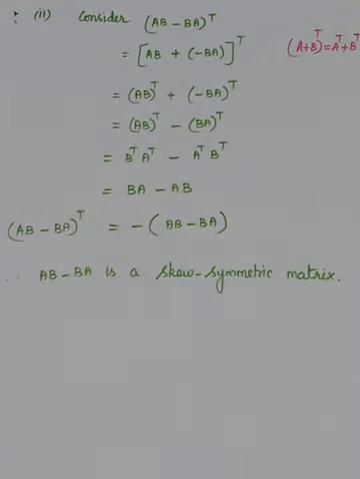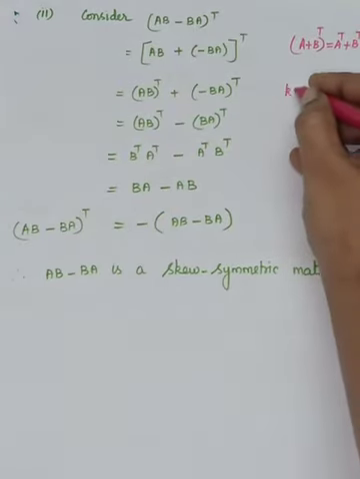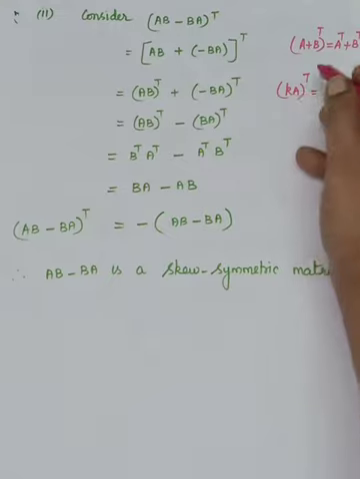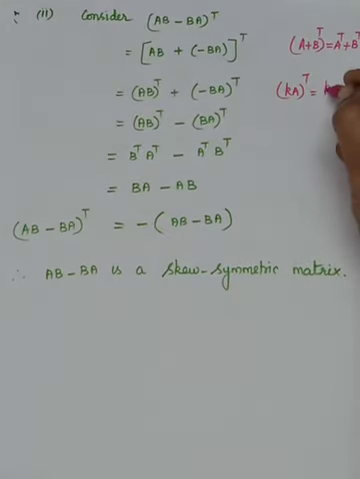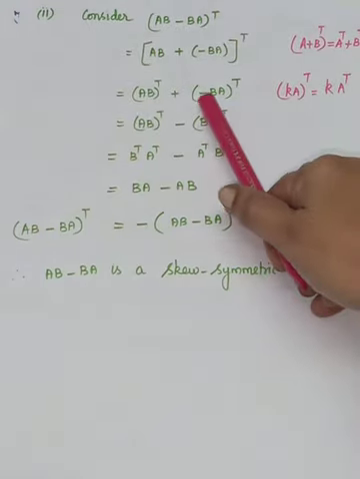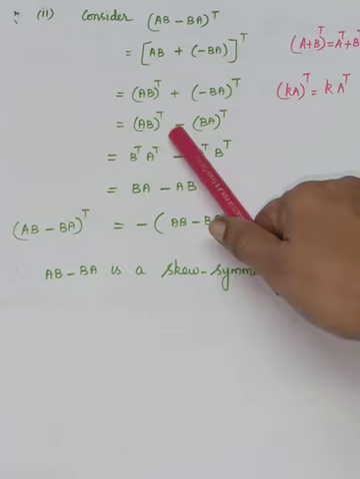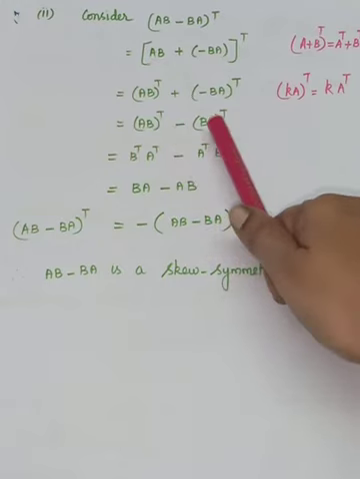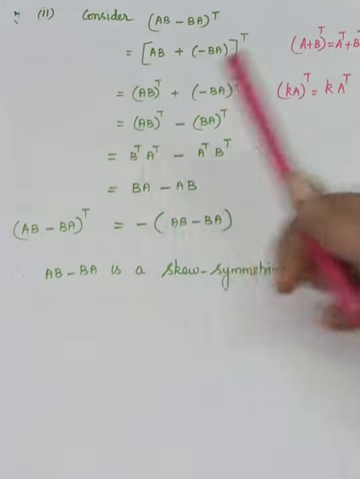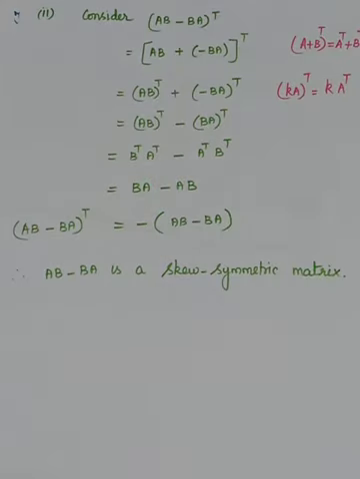In transpose, Ka the whole transpose, where K is a scalar, can be written as K into A transpose. So here your K is what? Minus 1. So the minus 1 is written, so plus into minus is minus, BA the whole transpose. Now the reversal law of transpose is applied.